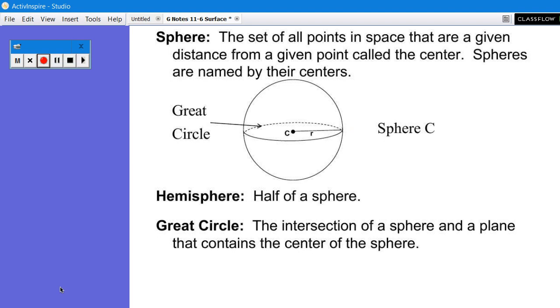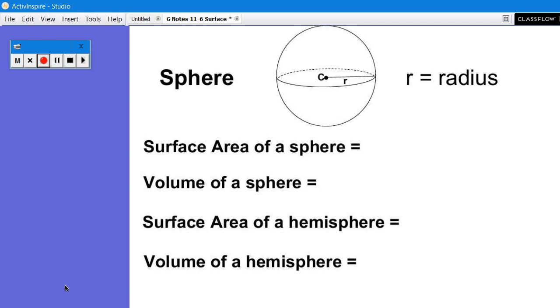So getting started. Now, surface area is unique because surface area uses 4 of those great circles to cover the outside of the sphere. So the formula is pretty easy to remember. 4 circles. So 4 times pi r squared.